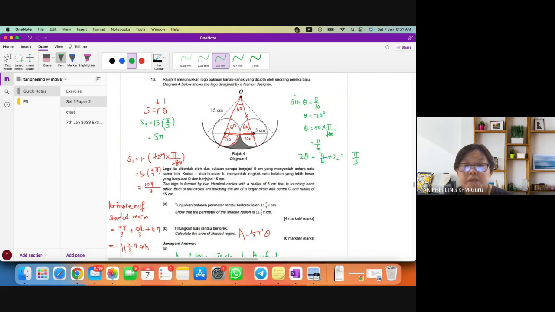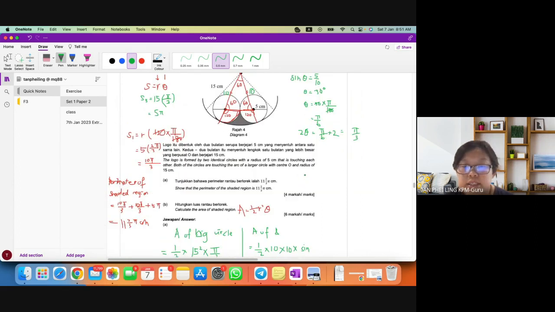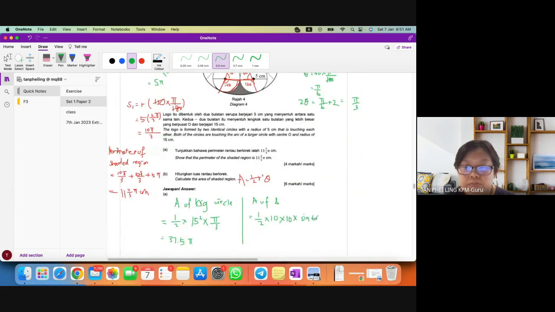Half times AB, which is these two lengths, 10, sine the included angle, sine C, sine 60. Okay, so now you get 50 times sine 60. 43.3013. I would prefer to put more decimals, because this is intermediate working, so we put more decimals.